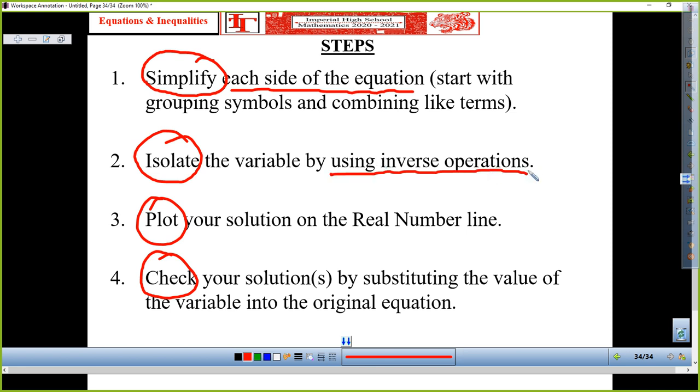Step 3, we're going to plot the solution on the real number line. And step 4, we're going to check our solution. Okay? Alright, let's move on.